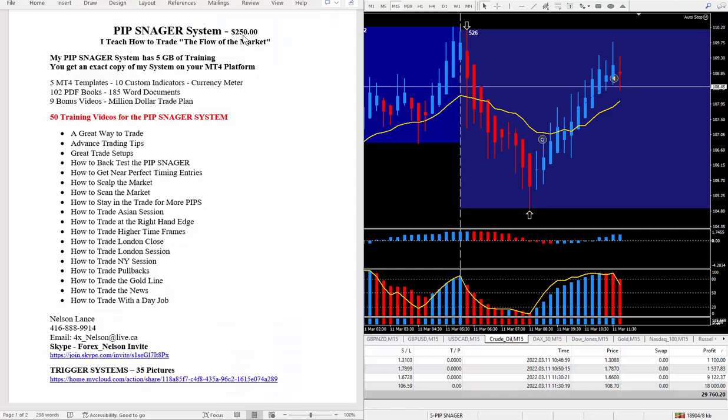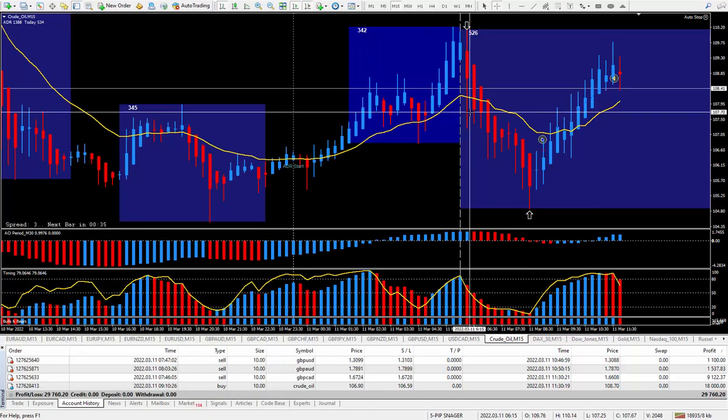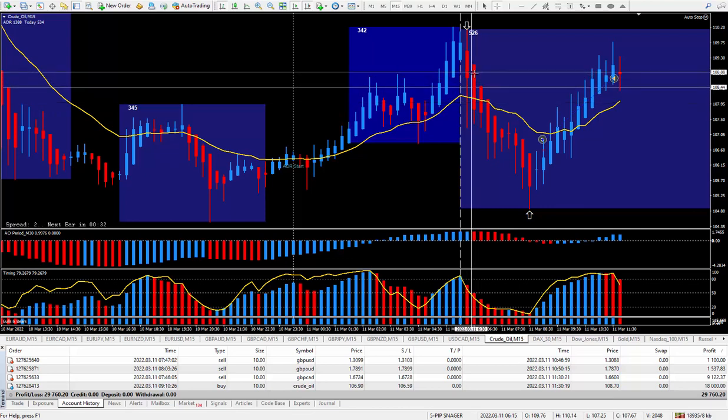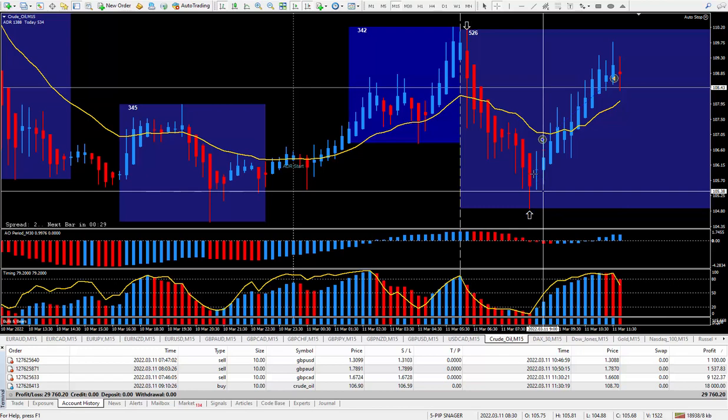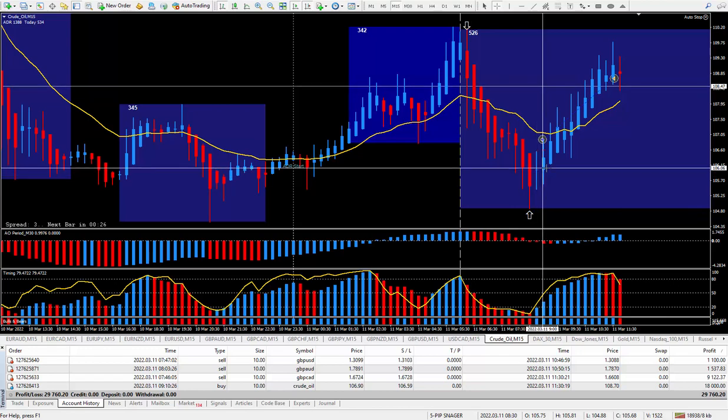I teach how to trade the flow of the market. And this indicator is fantastic. Look at that. Sell here. Could have locked in 400 pips. Sell on this next candle, wherever it opens, probably right here. And with a potential 370 more. Could have made a killing today going both directions.